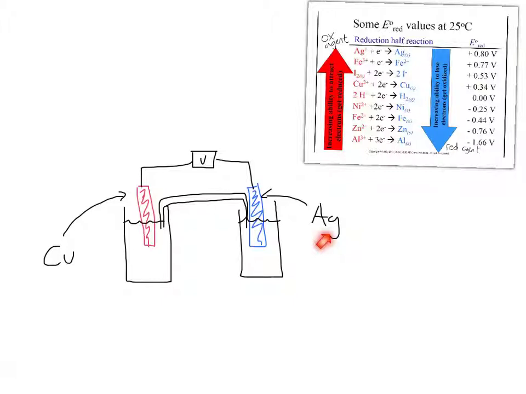Which one is most likely to take the electrons? Well, so if we find right here is copper and right here is silver, we see that silver is higher, so it is most likely to take the electrons, which means the half reaction occurring here is going to be Ag plus plus 1 electron turning into Ag.